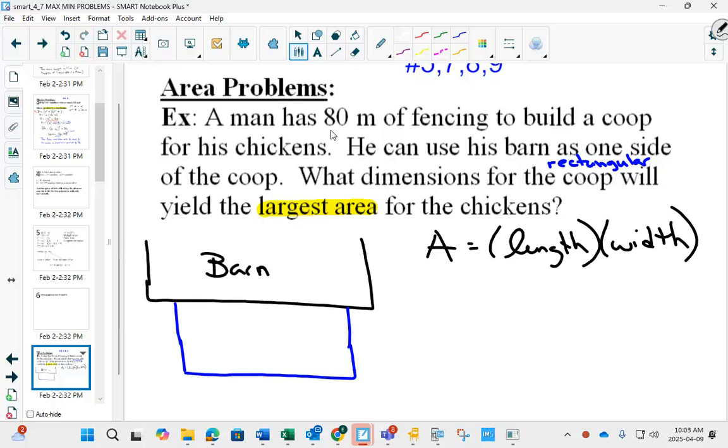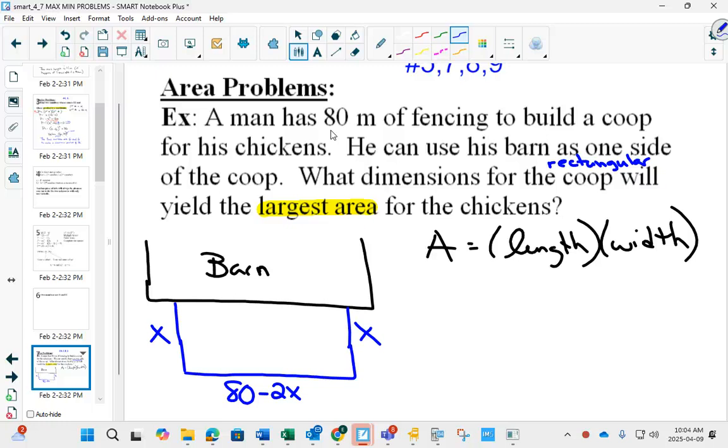Okay, so now, what did we pick first? We picked this side. So let's make this side x. Then I asked you, what's this side? Also x. Then I asked you, what's this side? 80 minus 2x. Because there's 80 in total, and you used up 2 x's already. So whatever's left will be on that side.